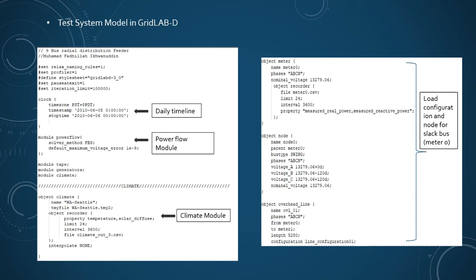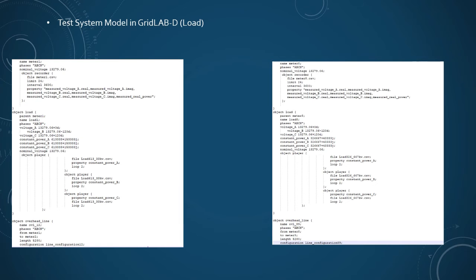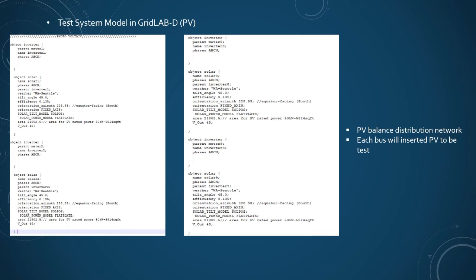The right picture shows the load configuration and node for the slack bus, which is on meter 0. For the load configuration on the other meters beside meter 0, the coding is shown just like the picture. The left picture is the load configuration for meter 1, and the right side is for meter 8. Next is PV balance distribution.